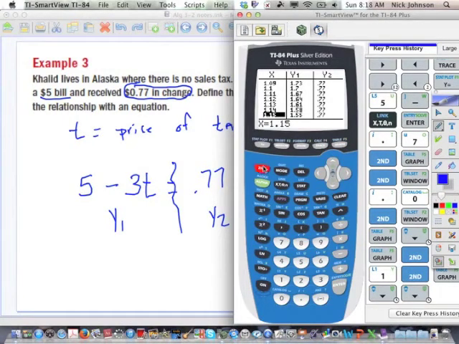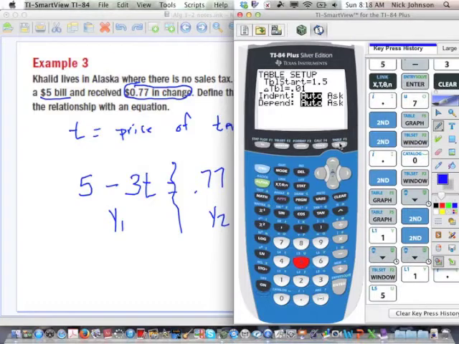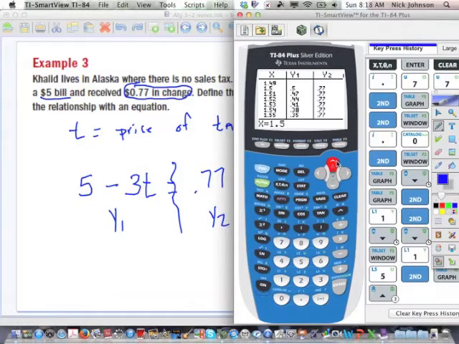So let's say $1.50. I'm going to start at $1.50. Second function graph. My too high. Got up too high, didn't I? So I'm going to keep scrolling until these equal 77 cents. That's how easy this is. Okay? And if you scroll up to about 1.41, okay, that is going to be your price of your tacos.